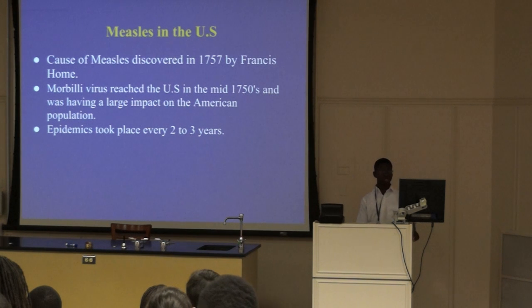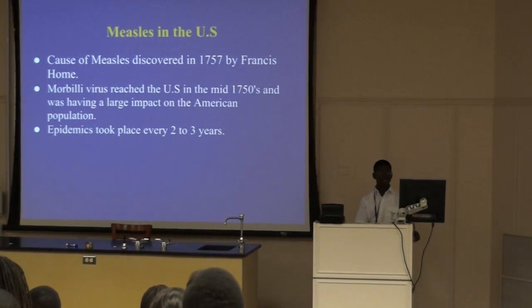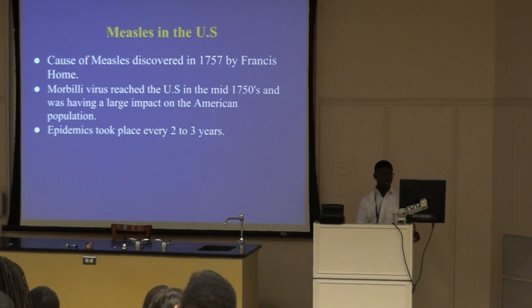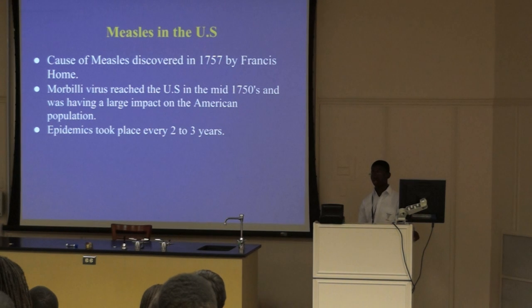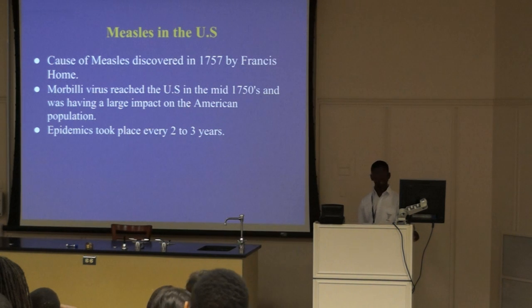Measles in the United States. The cause of measles was discovered in 1757 by Francis Home, because he noticed bacteria in the blood of patients. He's also a Scottish physician. The measles virus reached the United States in the mid-1750s and had a very large impact on the American population. By that, I mean the population was new to the disease, so it killed many people. Epidemics took place every 2 to 3 years, which is very often.